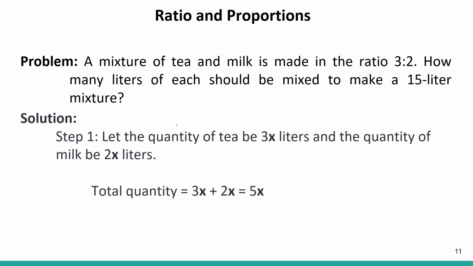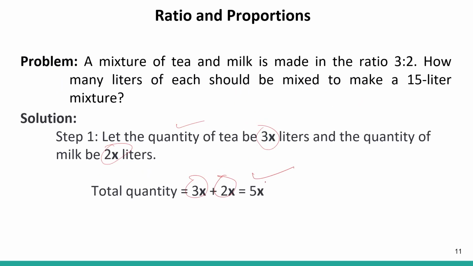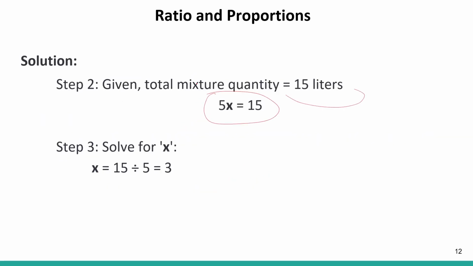So step 1, let the quantity of tea be 3x liters and the quantity of milk be 2x liters. So total quantity will be 3x plus 2x, which is equal to 5x. Step 2 is, given that the total mixture quantity is equal to 15 liters. So 15 liters will be equated to 5x, because we just found out that the total quantity is 3x plus 2x is equal to 5x. So 5x is equal to 15.